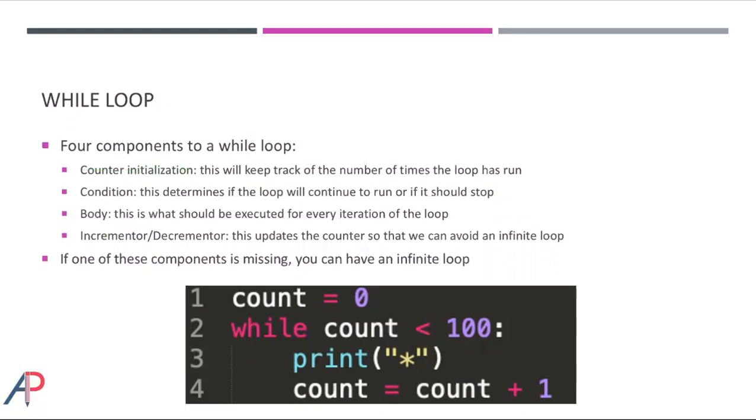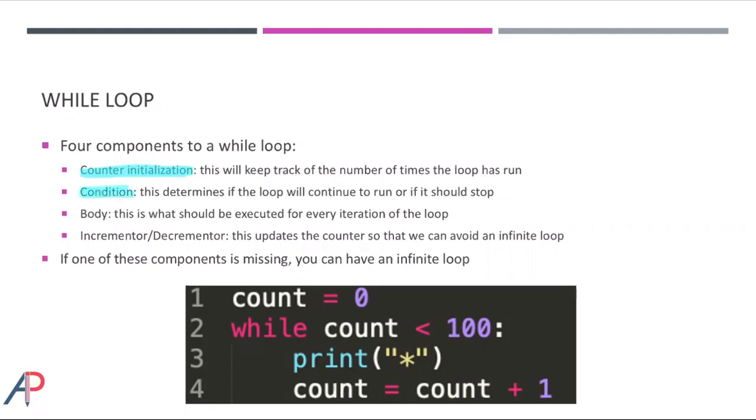First of all, we have our counter initialization. This will keep track of the number of times the loop has run. Otherwise, if you don't have something counting the number of times that the loop has run, you don't know when you need to stop or when you need to keep going.